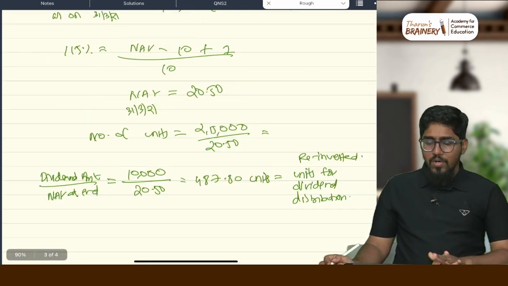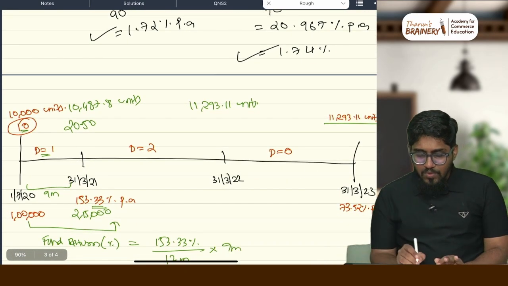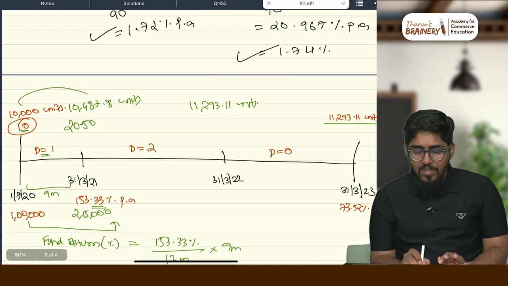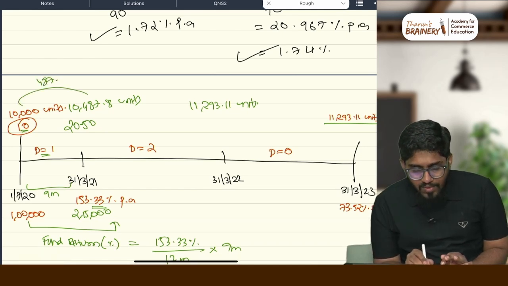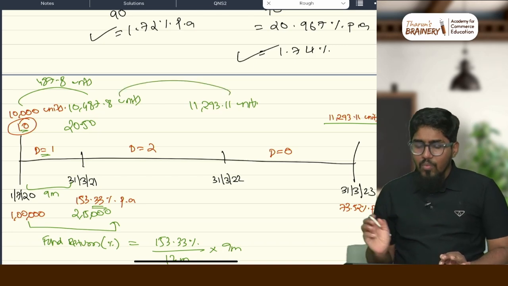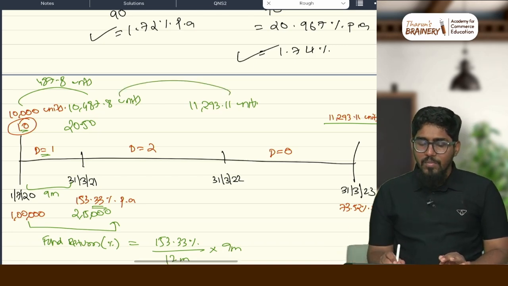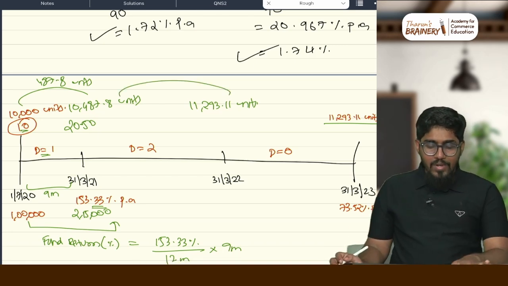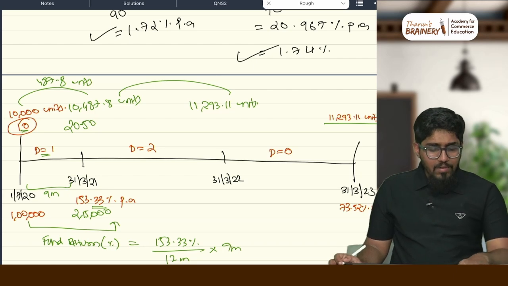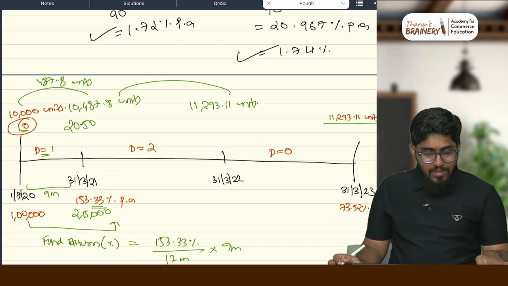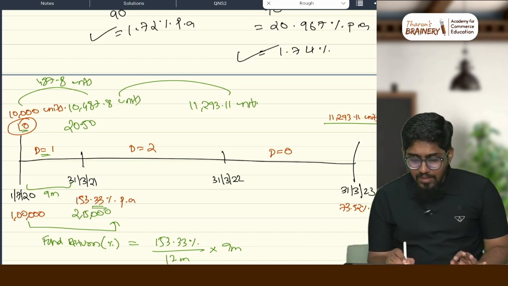This much you got. So you got 487.8 units here. How many additional units did you get? Because you know this amount, you can calculate directly: 11,293.11 minus 10,487.8, which is nothing but you got how much?